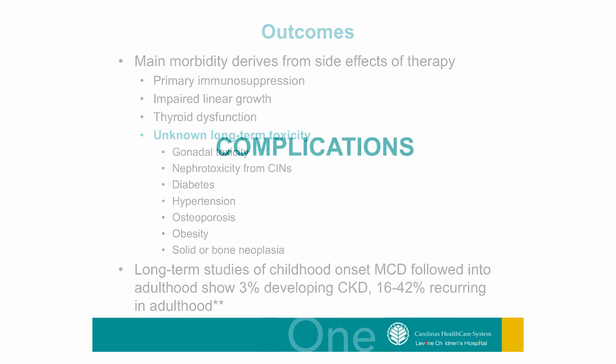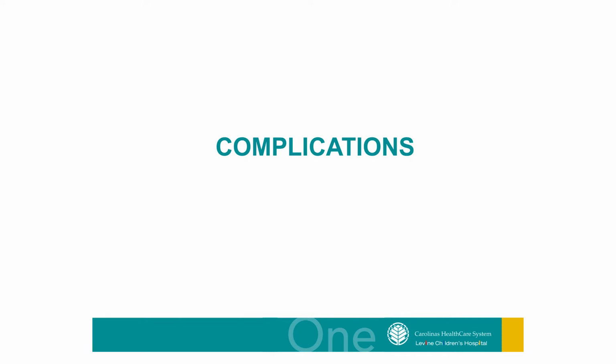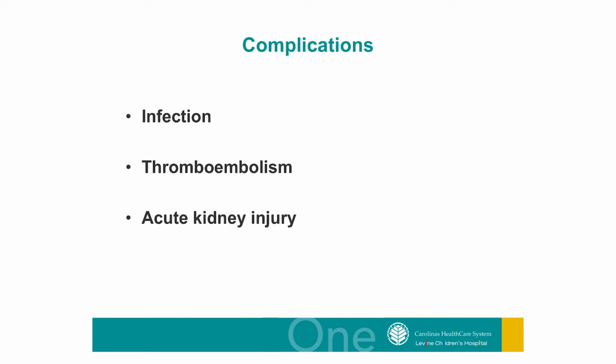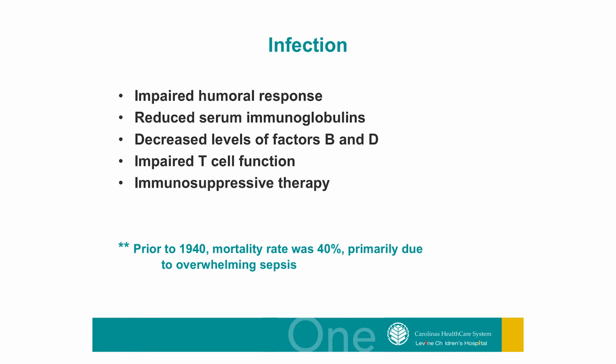So I thought I'd spend a few minutes just talking about some of the complications that many people probably don't think about with nephrotic syndrome. And so those are infection, thromboembolism, and acute kidney injury. Infection is often due to impaired humoral response. They have reduced serum immunoglobulins. If we're to measure IgG in many of these kids who have chronic refractory disease, they're often hypogammaglobulinemic.